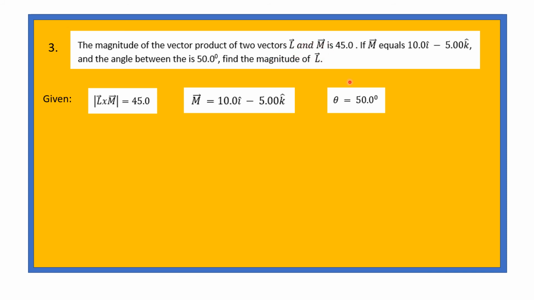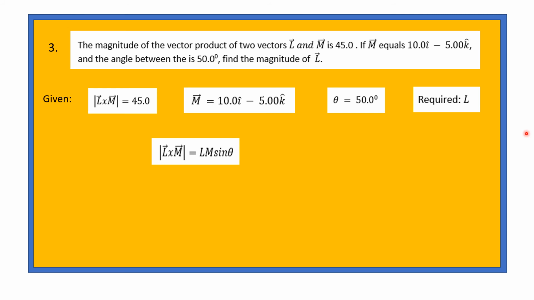We can easily find this because we have the formula: the magnitude of L cross M equals L M sine theta. To find L, we have L equals the magnitude of L cross M over M sine theta. L cross M is 45, over M, whose magnitude is not given, but we can calculate it using this vector M, times sine of the angle 50 degrees. So what is the magnitude of M? It is simply equal to 10 squared plus 5 squared, and then get the square root.